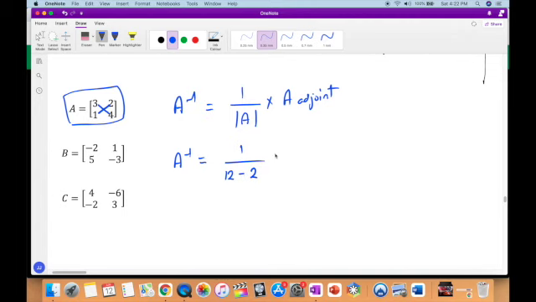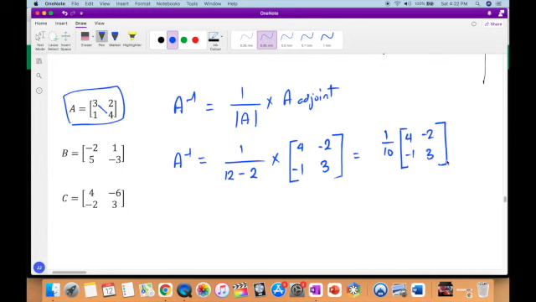Right? Multiply by the adjoint. So the adjoint is I'm going to flip this first diagonal here. So I'm going to have 4 and 3 over here. And then I'm going to put negatives here, -1 and -2. That is all. Right? So what do I have here? 1 over 10 into 4, 3, -1, -2. And that is the answer. That is all. Right? You have the 1 over the determinant multiplied by the adjoint.